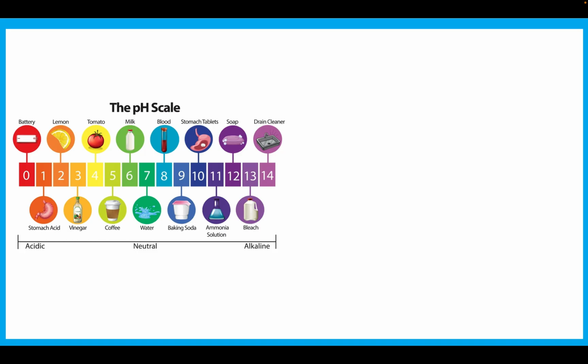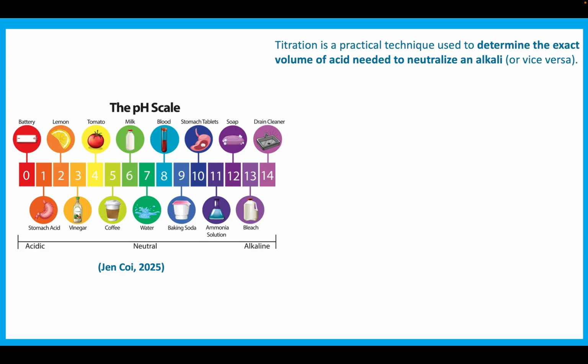If we recall, the pH scale measures how acidic or alkaline a substance is, ranging from 0 to 14: acids with pH between 0 and 6, neutral substances with a pH of 7, and an ordinary example is water. And lastly, alkalis with pH between 8.0 and 14.0. Now, what is titration? Titration is a practical technique used to determine the exact volume of acid needed to neutralize an alkali, or vice versa.